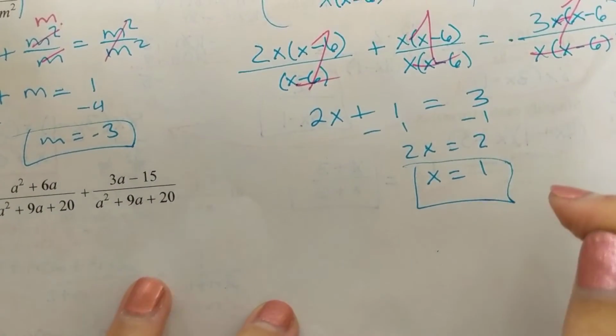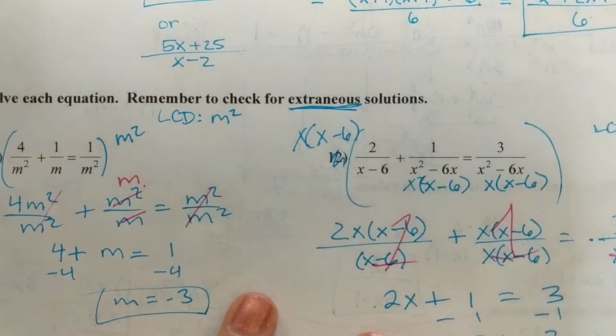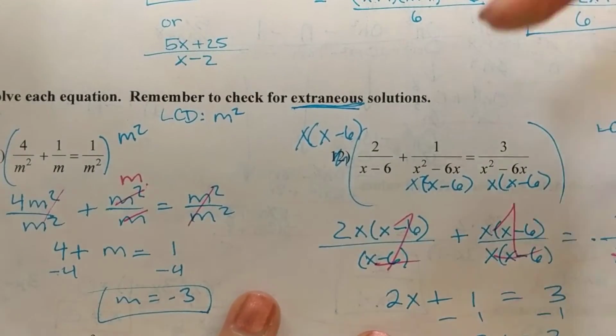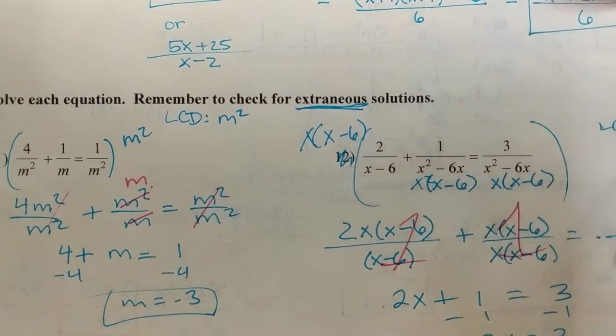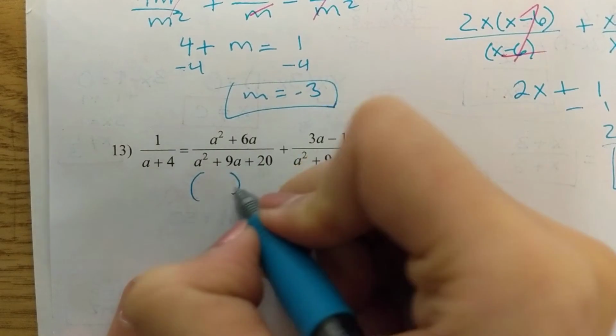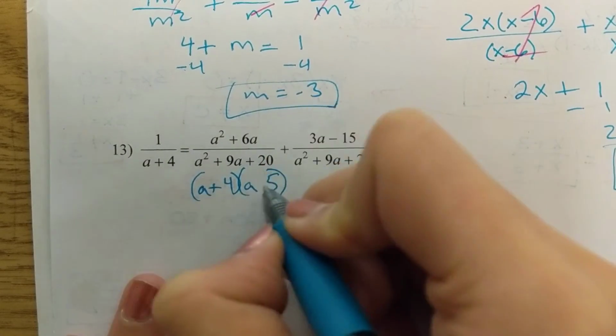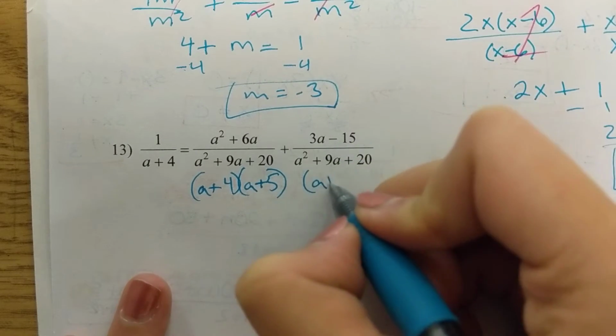If it makes a denominator 0, it is called an extraneous solution and is not actually a solution. So don't you dare box it in if it's extraneous. All right. Factor all your denominators. This we can use p's and q's. 4 and 5 add up to give me 9 and multiply to give me 20.